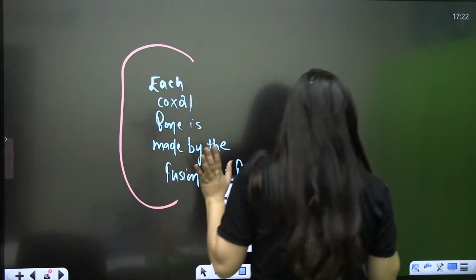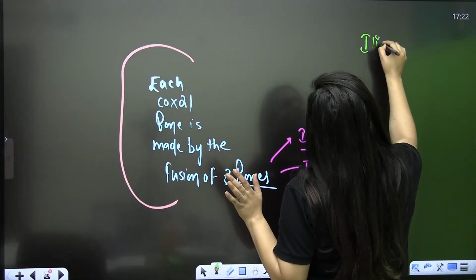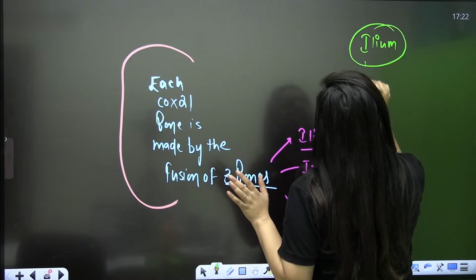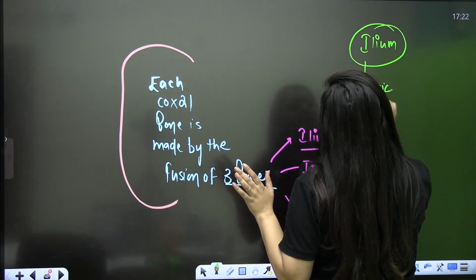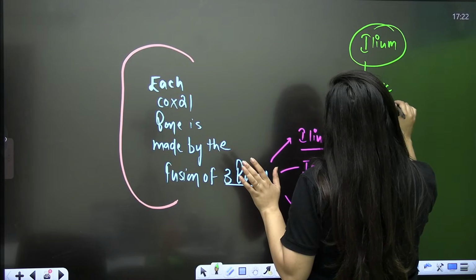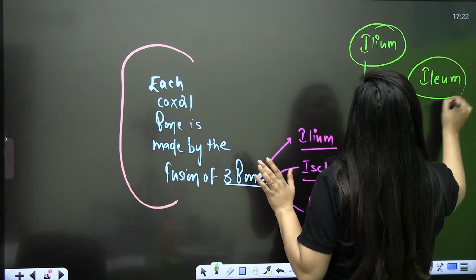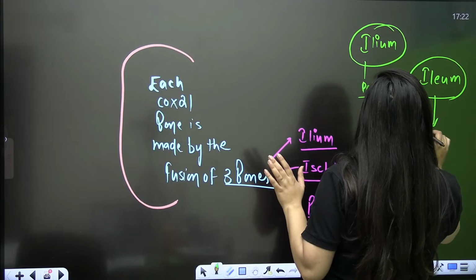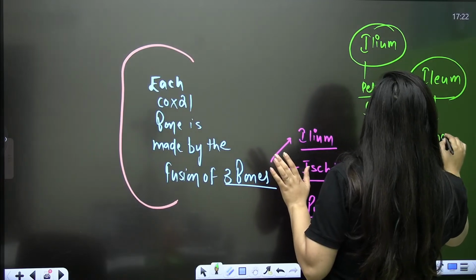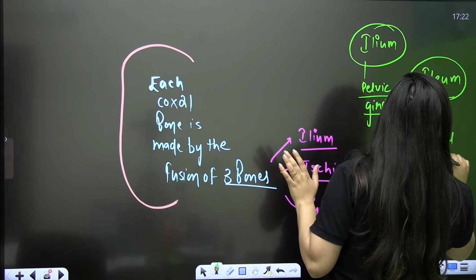Now, see, don't make the mistake here. ILIUM is the part of the pelvic girdle. If it is ILEUM, then it is the part of the small intestine. Remember the difference.